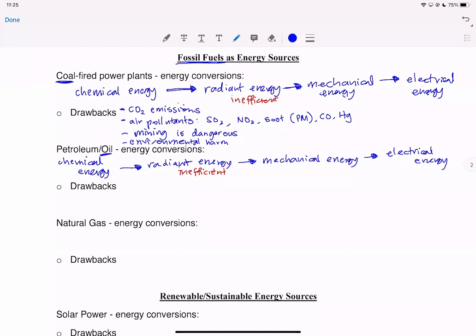So the main drawback is carbon dioxide emissions. Remember, we're trying to cut carbon dioxide emissions. With oil, though, it is not like coal. Coal has those other air pollutants that are side reactions because coal has those other atoms in there, the sulfur, the nitrogen. Well, oil is only a hydrocarbon, so it does not have those other air pollutants, and that's why it's called clean energy. It still has the carbon dioxide emissions, which is something we're trying to get rid of.